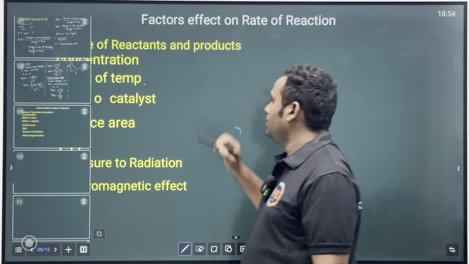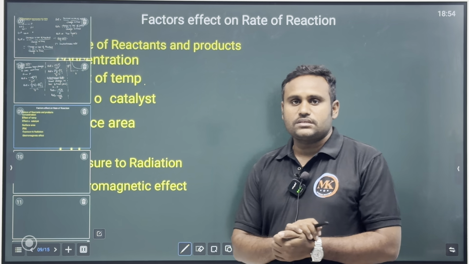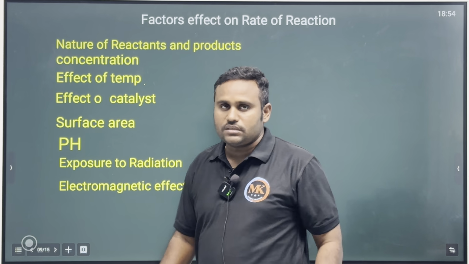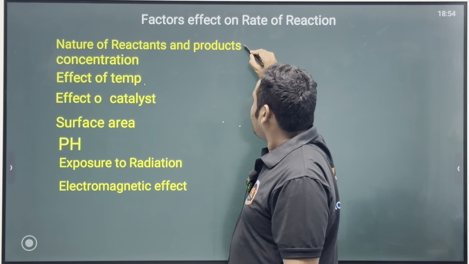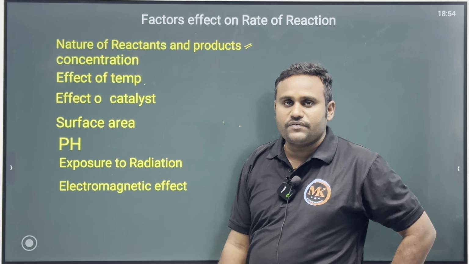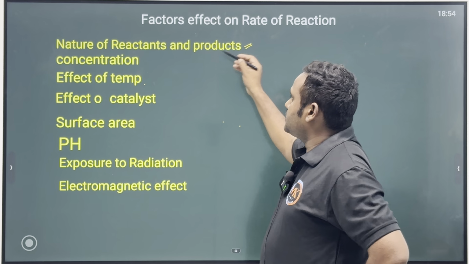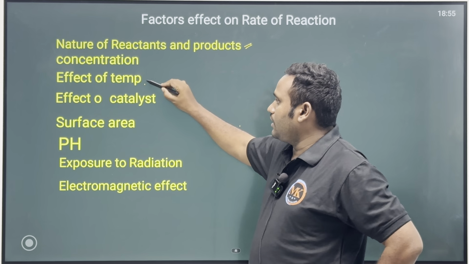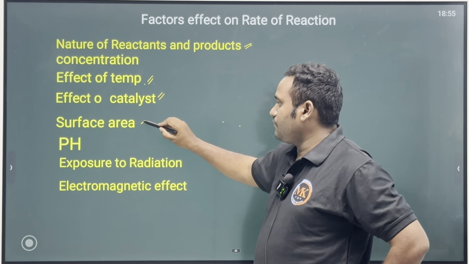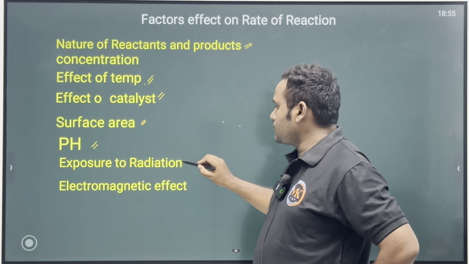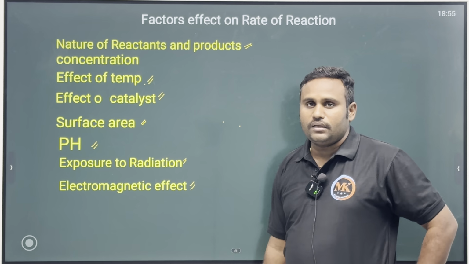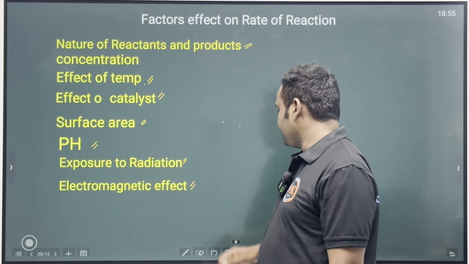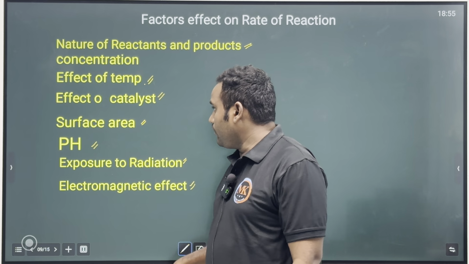Here we are going to discuss the factors which affect the rate of reaction and the rate constant. There are several factors. The first one is nature of reactants and products. Next, concentration, effect of temperature, and effect of catalyst. These two are very important. Then surface area, pH of the medium, and exposure to radiation and electromagnetic effect. Now let us go through them one by one in detail.